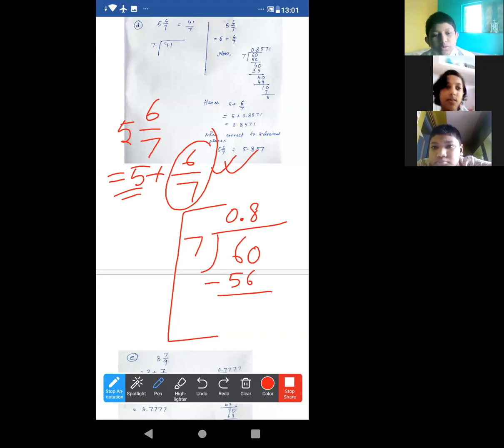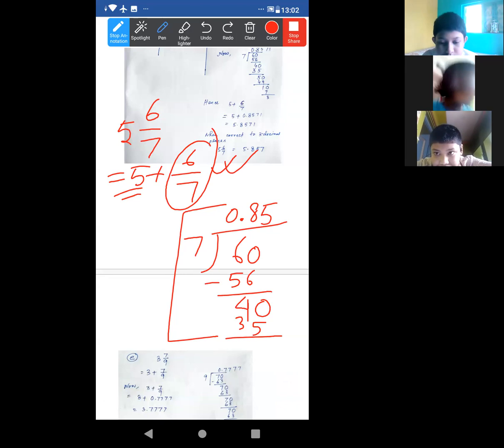Understood? So now just look. It will be 4 coming. By using this point, again we are taking 0, 5 7s are 35. Now just look. 5 will come. Again by using this 0, 7 7s are 49. All of you are doing this.